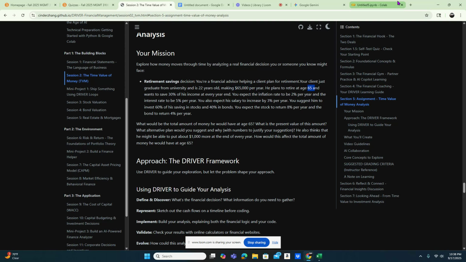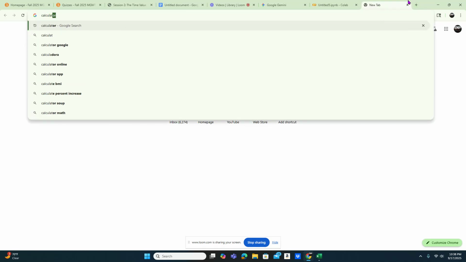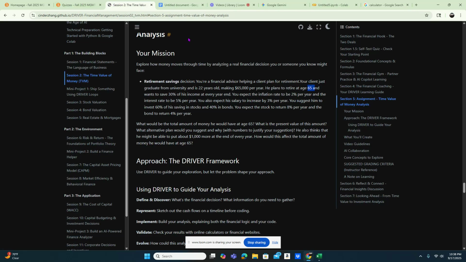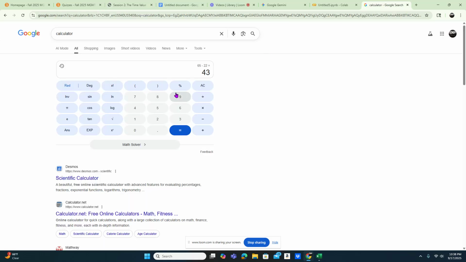That's 65 minus 22, which is 43 years worth of adding up. You want to save 30% of his income every year, and you expect the inflation rate to be 2%. So every year, 2% goes up, and he's going to save 30%. If you had $100,000, you'd save $30,000, but he has $65,000. So $65,000 times 0.3 is how much he'll save the first year: $19,500.